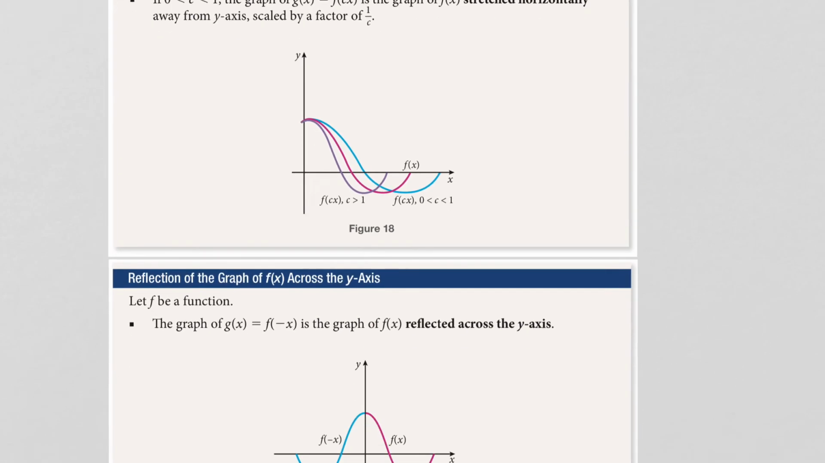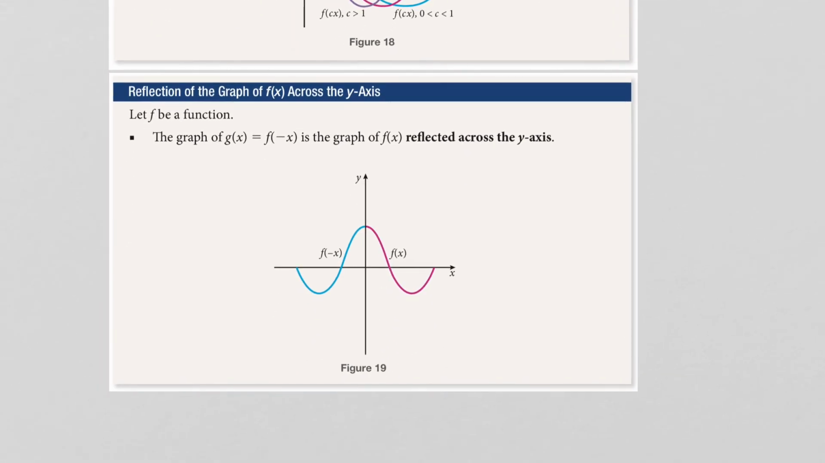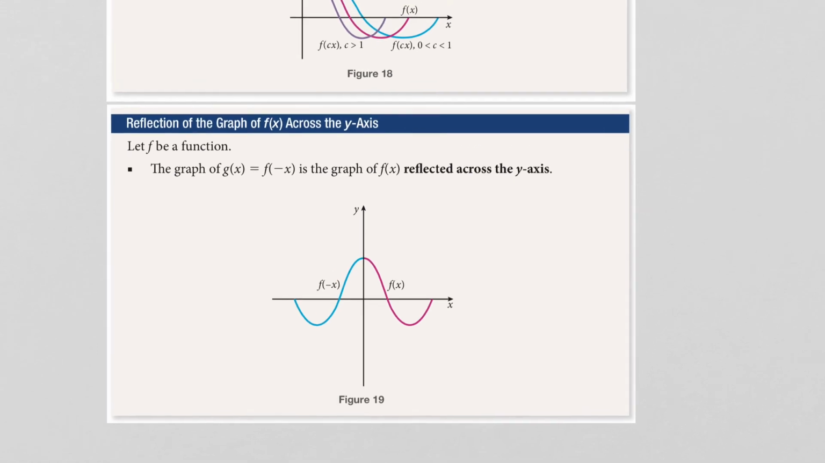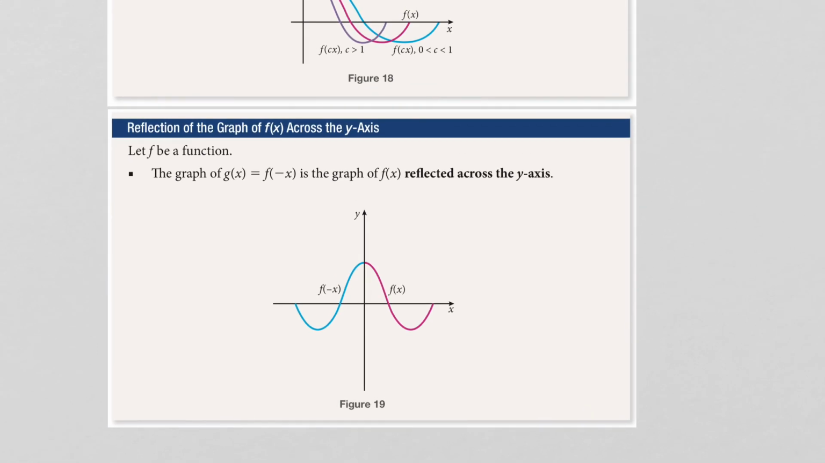The other thing is we can talk about reflecting a graph across the y-axis. So if you form a function g of x by plugging negative x into the function, that simply takes your function f of x and flips it across the y-axis. Now, I know that this probably doesn't make sense just to state these things, so let's do an example.